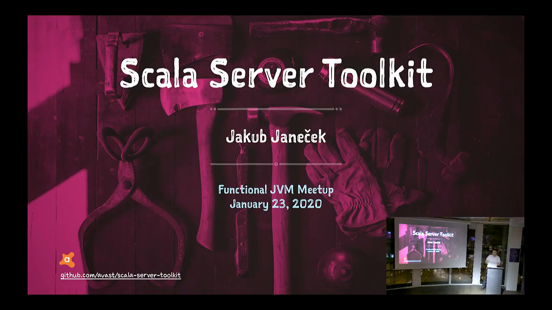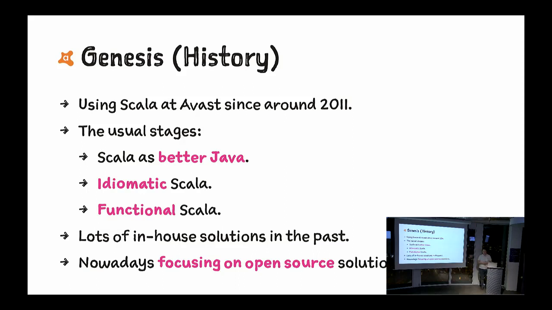So, first of all, some history. Scala has been used at Avast for more than 8 years, or 9 even. It started around the year 2011. It's also the time when I joined this company. And as Scala developers, we went through the usual stages of Scala developers, which means that at the beginning, you use Scala as a better Java, right? It gives you nicer syntax. It's more flexible. You can make your own control structures. But you still do a lot of mutation. You don't care about side effects. It's regular Java, but written in Scala, basically.